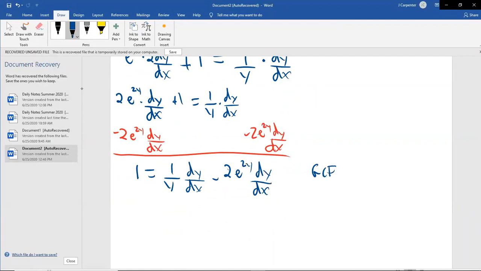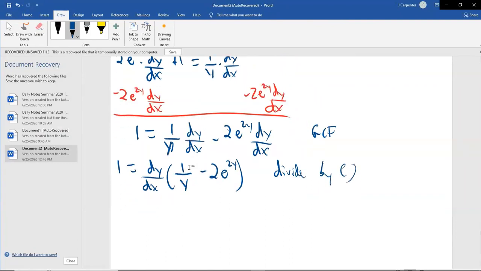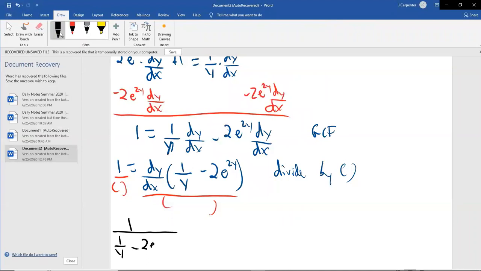Take our GCF out. So we get 1 equals dy over dx, parentheses. 1 over y is what we're left with from the first term, minus 2e to the 2y is what we're left with from the second term. And then we just divide by the parentheses. So we're going to divide the 1 by that parentheses. We're going to divide the dy dx by the parentheses. What we get is 1 over y minus 2e to the 2y is equal to dy dx.